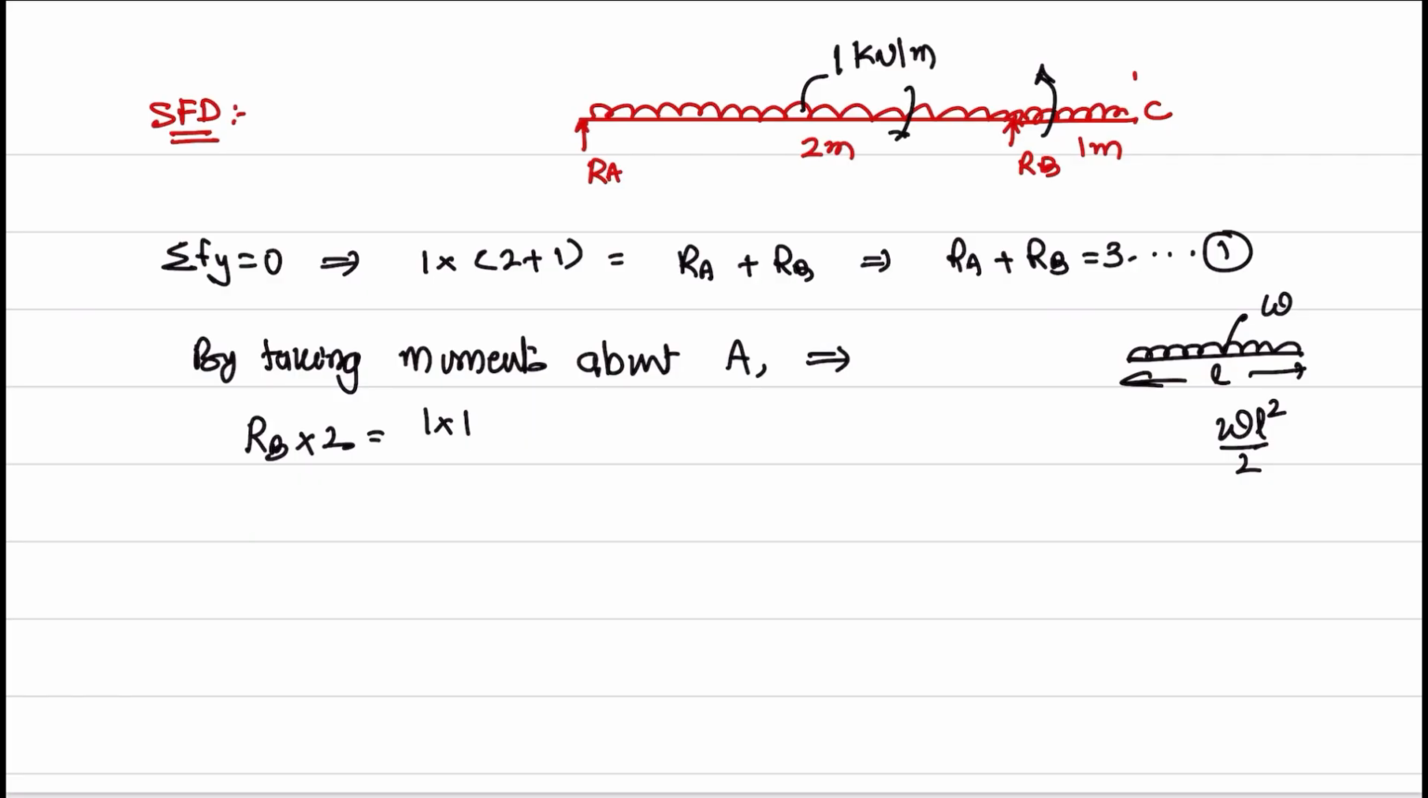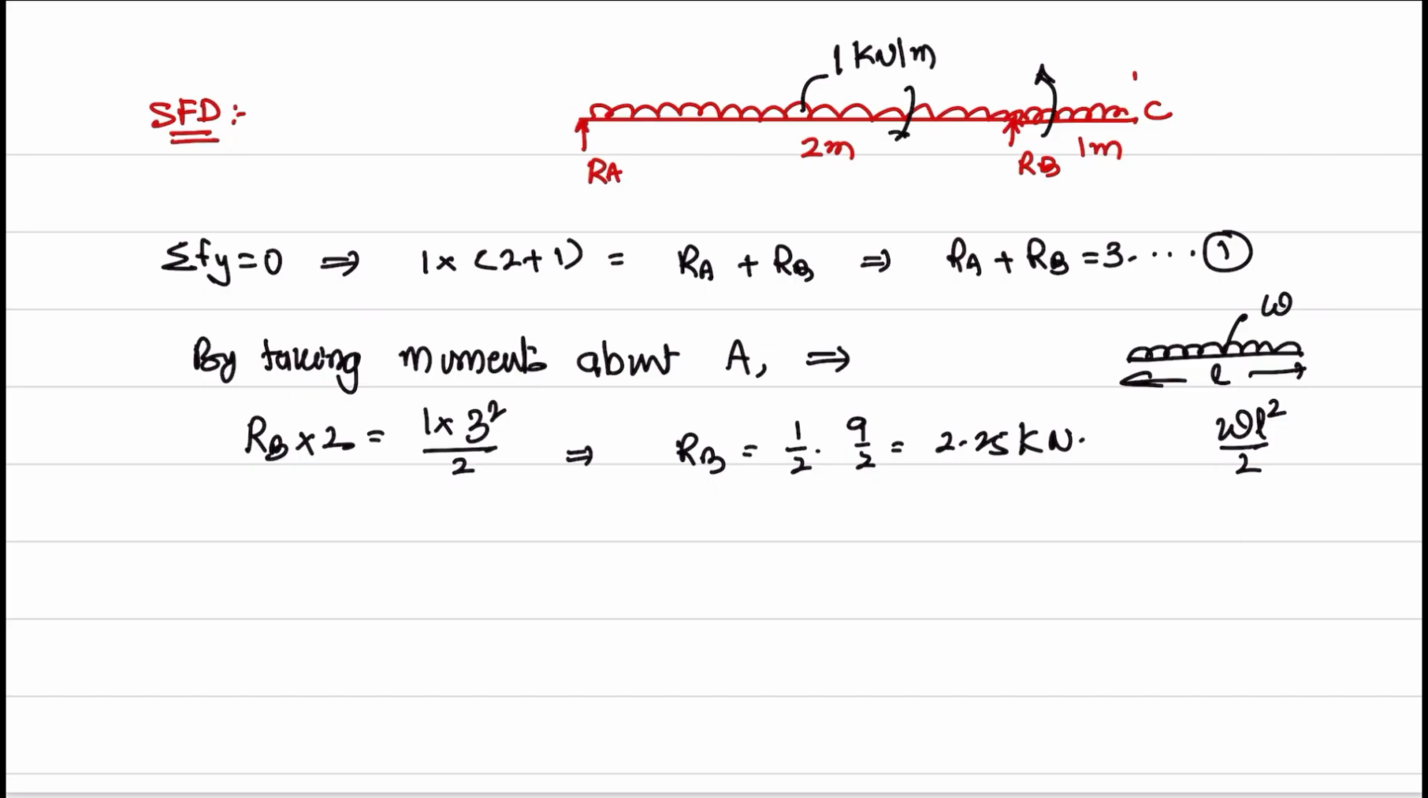Not 5 meters, 3 meters. WL square by 2. That means RB is equal to 1 by 2 into 9 by 2. That is equal to 2.25 kilonewtons.